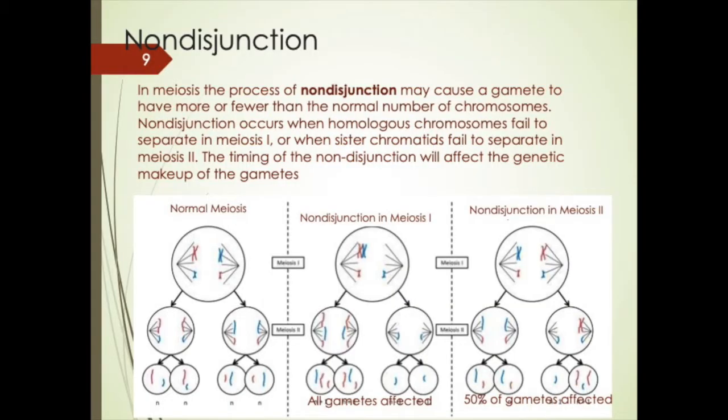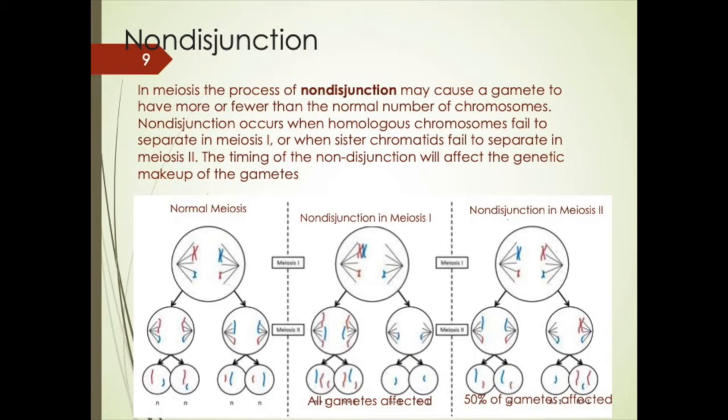In meiosis, the process of non-disjunction may cause a gamete to have more or fewer than the normal number of chromosomes. So this is where you get those extra chromosomes, or this is where you get those chromosomal abnormalities. So non-disjunction occurs when homologous chromosomes fail to separate during meiosis, or when sister chromatids fail to separate in meiosis 2. The timing of non-disjunction will affect the genetic makeup of the gametes.